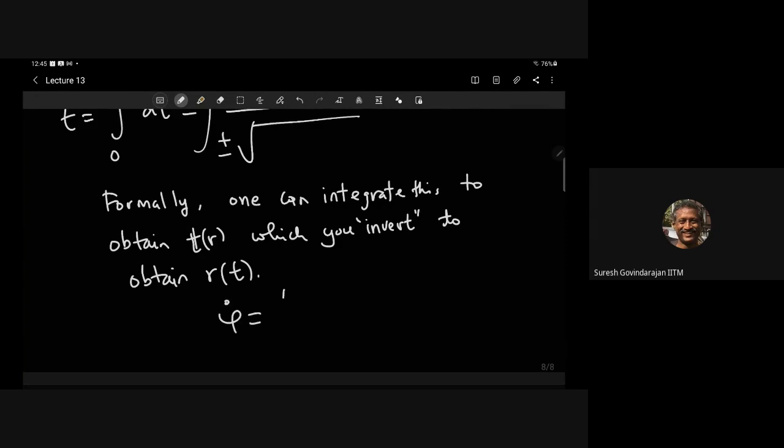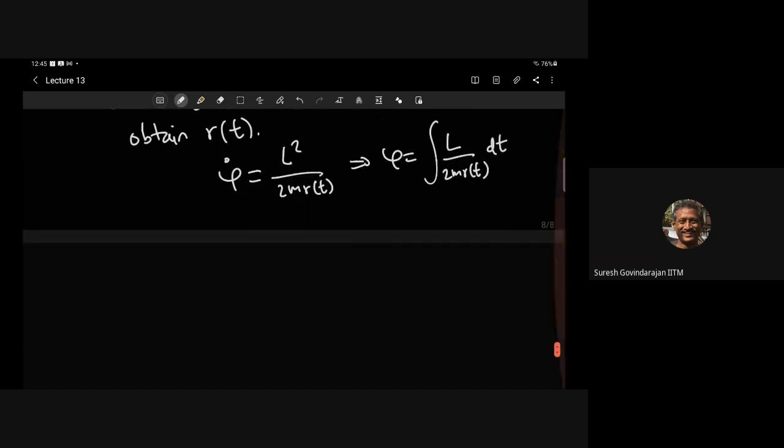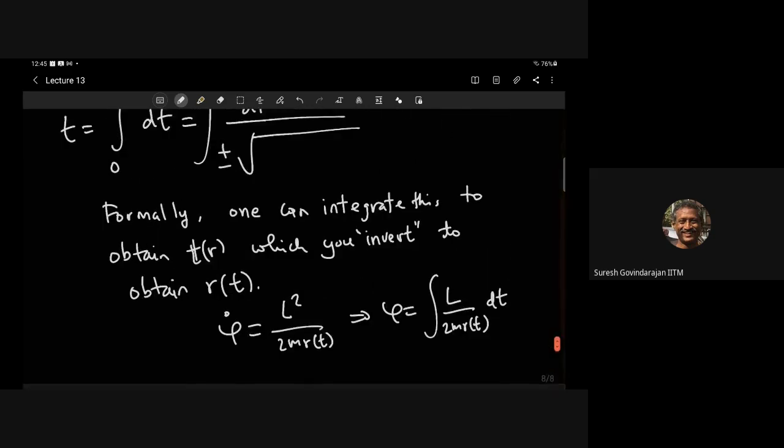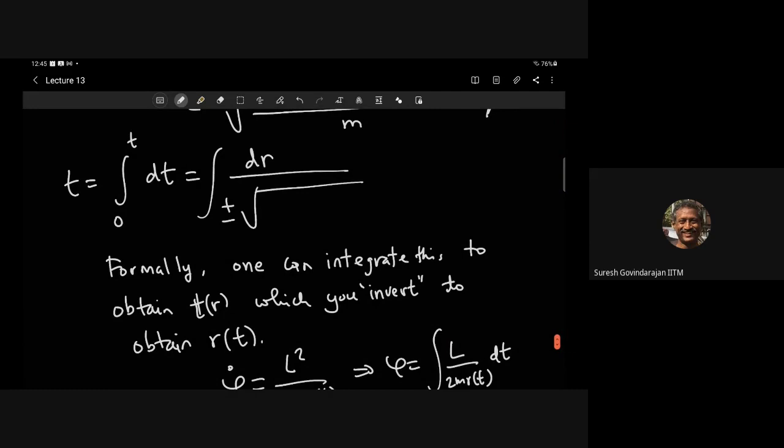Once we get r of t, we can go ahead and phi can be given by phi dot, which was L by m r square of t. This implies that phi is, again formally, some integral of L by m r square of t. So this is what we get, and I'll pause here for some questions.